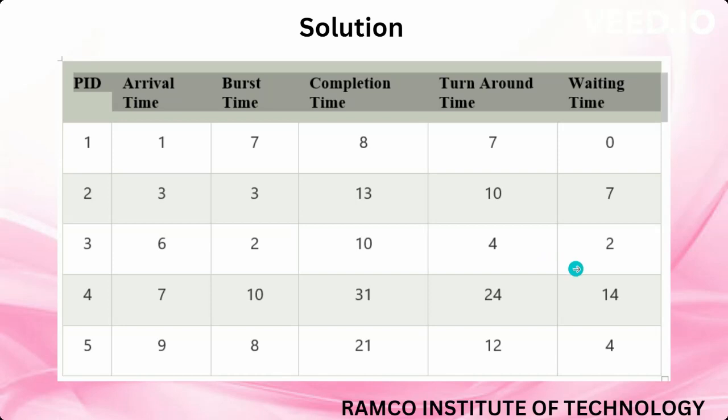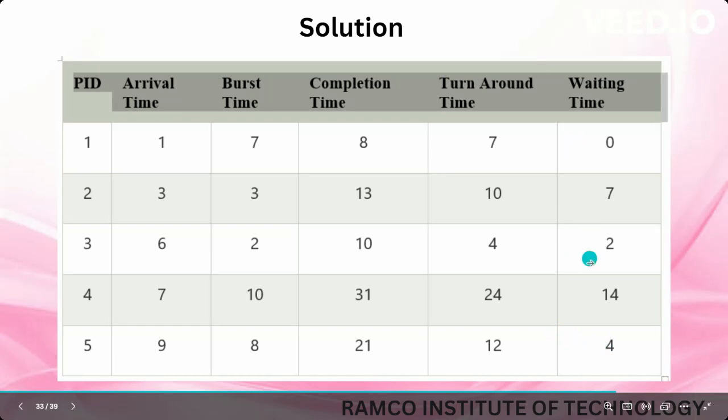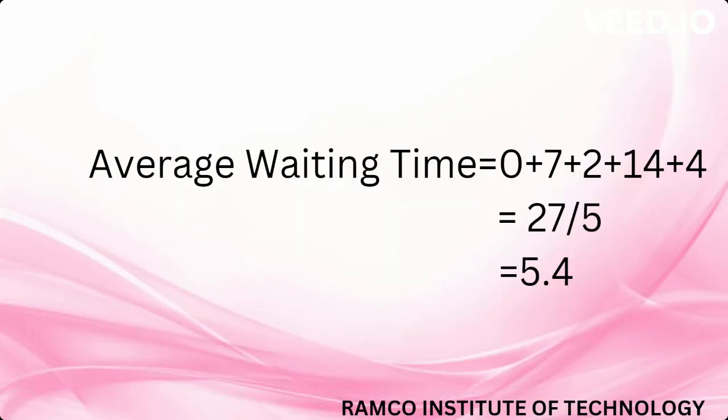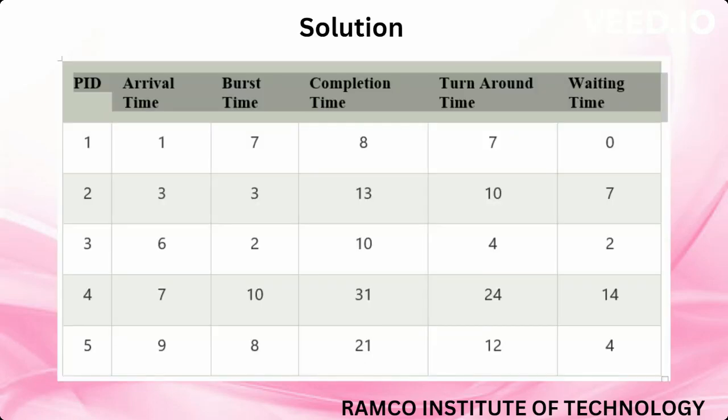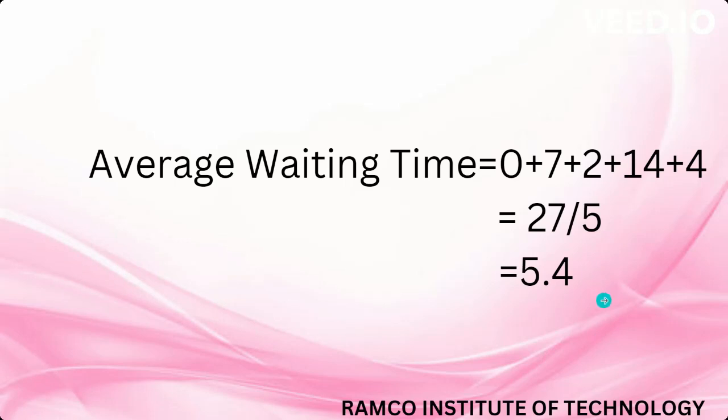Then the next process P4 waiting time is 14, that is 24 minus 10. The turnaround time is 24, burst time 10. 24 minus 10, 14. The next process P5, turnaround time 12 and burst time 8. So 12 minus 8, 4. This is the waiting time of each process. So the average waiting time for the given example is 5.4. It is the total waiting time of all the processes divided by the number of processes. Here we have 5 processes, so it is divided by 5.